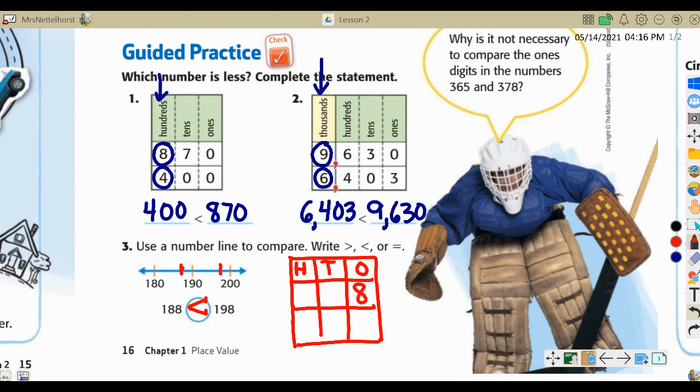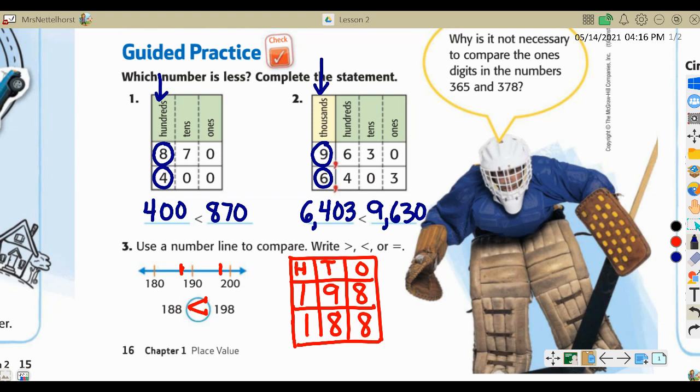So I'm going to start with the ones place. 8, 9, and 1. Notice I wrote backwards because I wanted to start in the ones place. 188, I'm going to put 8 in the ones place, 8 in the tens, 1 in the hundreds place. Notice I worked from right to left. I went backwards through it.